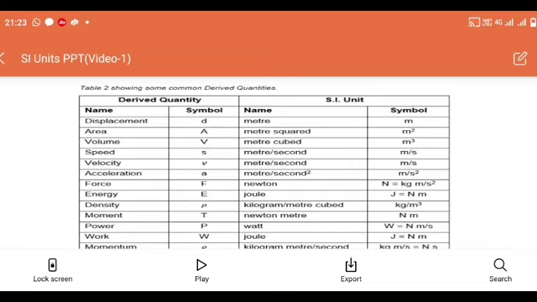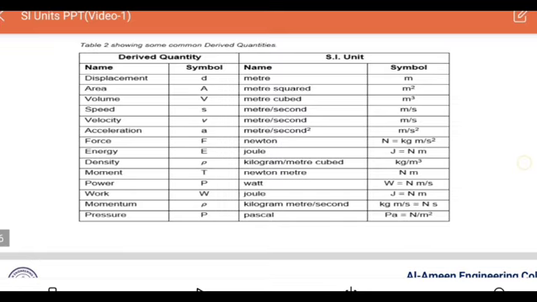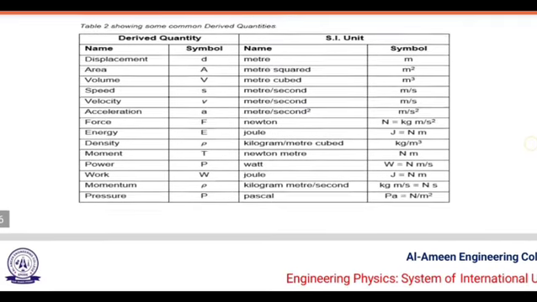So velocity is displacement by time, so meter per second, that is meter second power minus 1, is the SI unit of velocity. So this is called a derived unit. We call it a derived unit because it is derived from fundamental units like length, mass, time, etc.